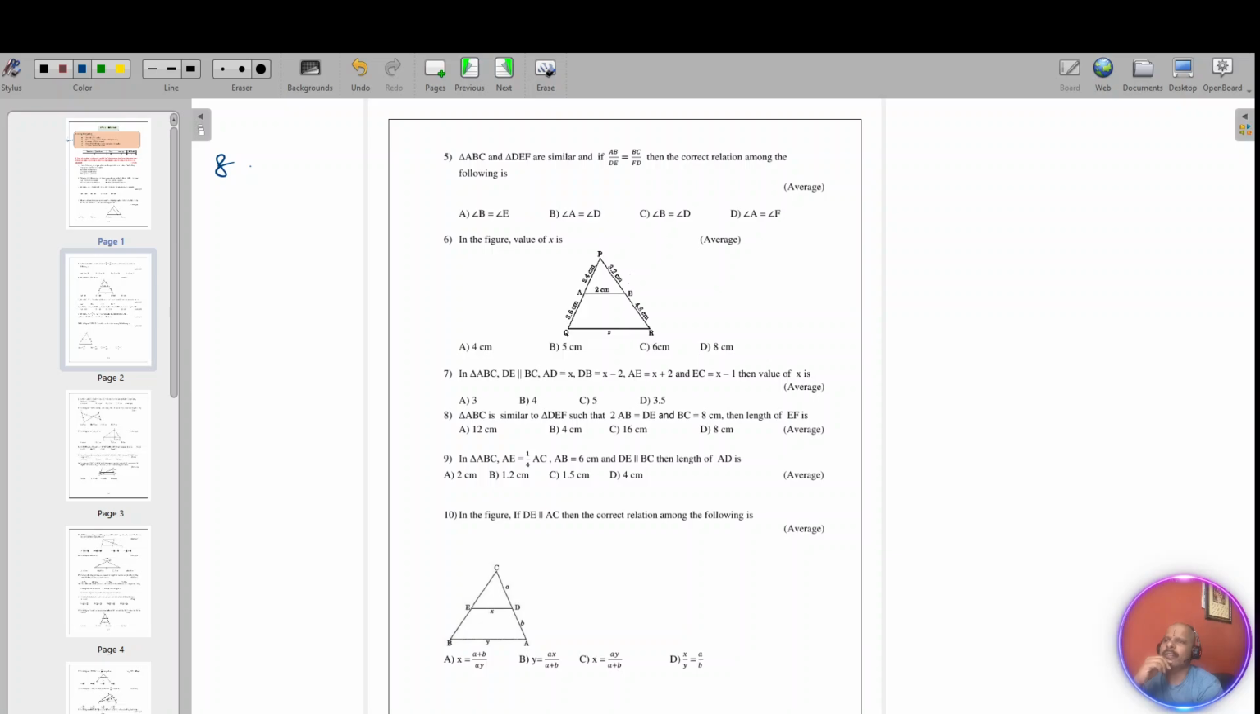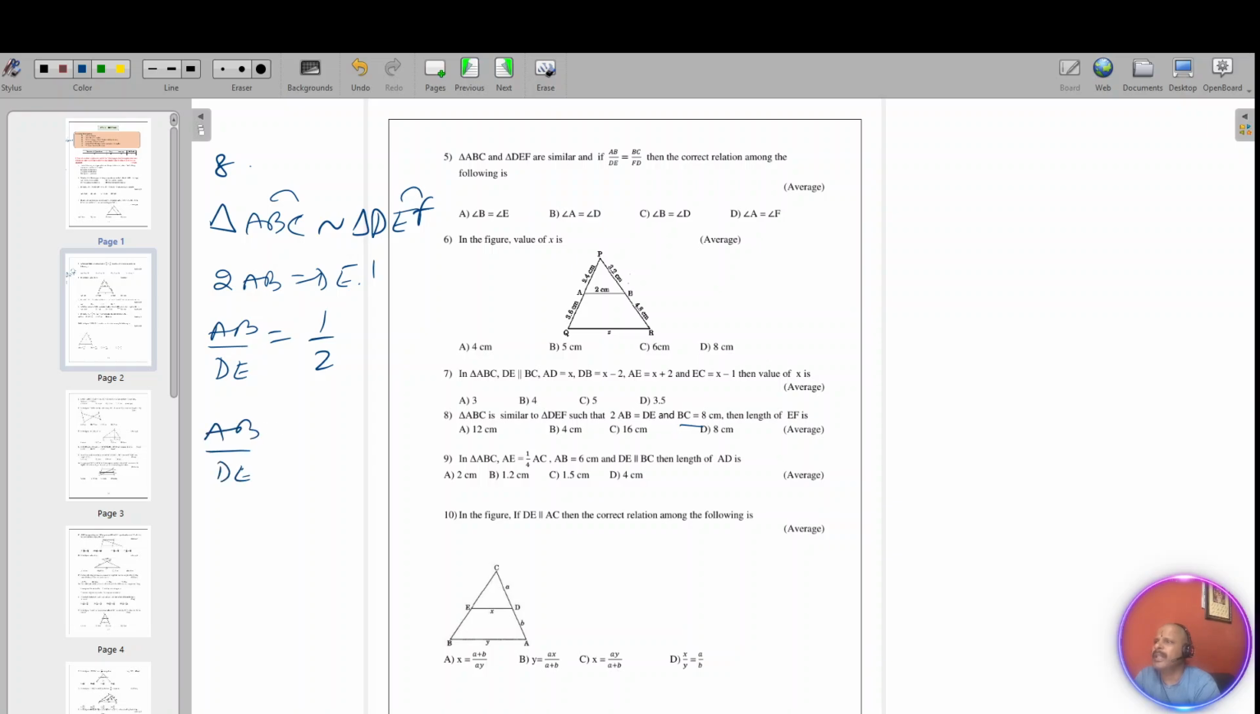ABC is similar to DEF. Observe. So what is given? Check out. 2AB is DE, which means AB by DE equals 1 by 2, because you transpose 2 to the right side and it becomes 1 by 2. And BC is 8. BC corresponds to EF, and EF is asked.